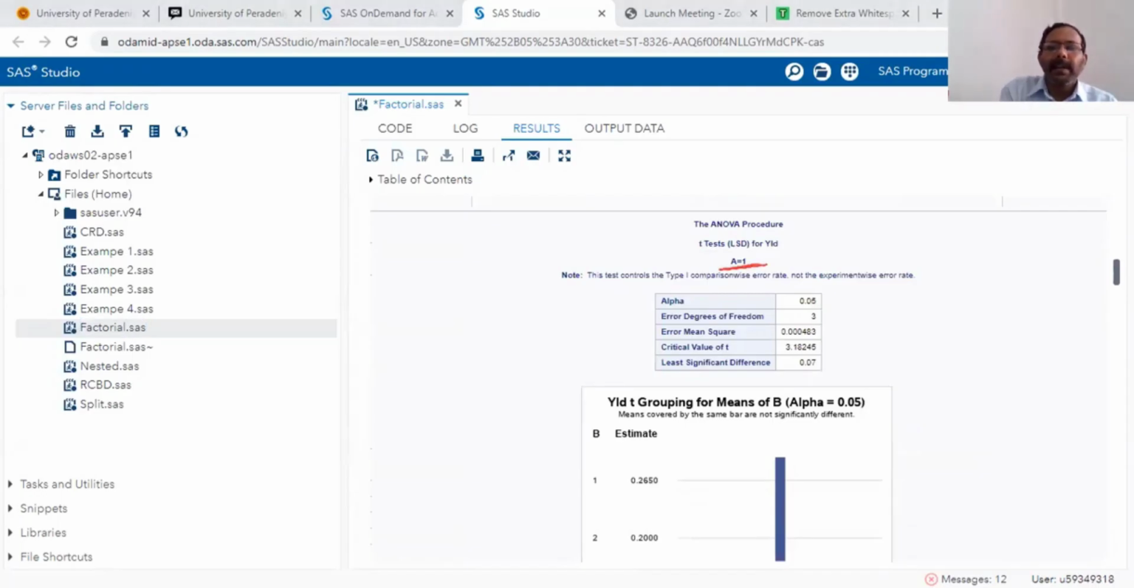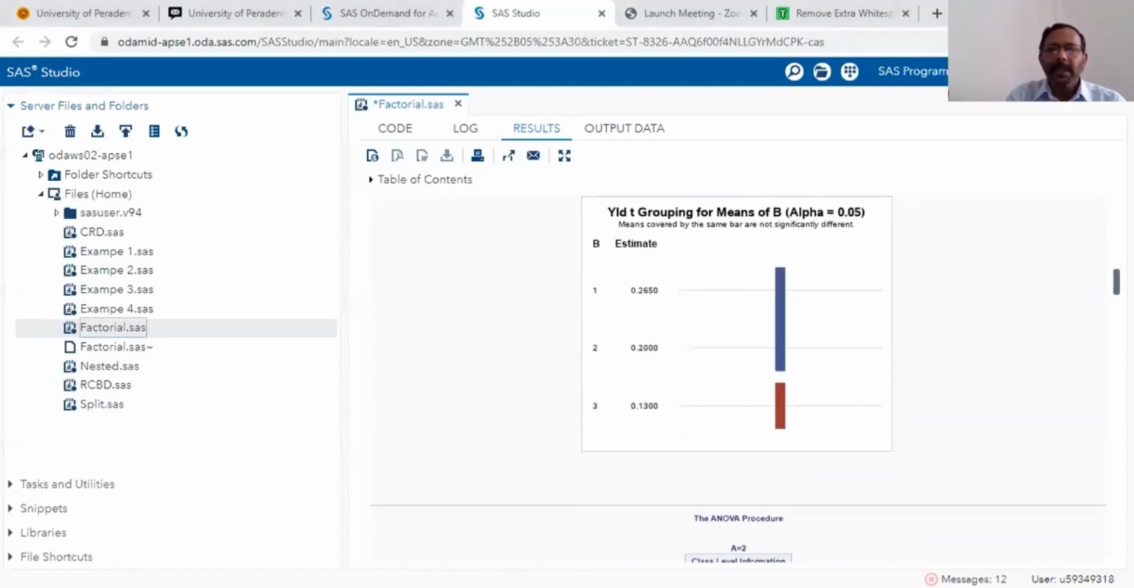A is equal to 1, right? So I am going to do the LSD, so we can see and interpret. Right, so this is up to the level, mean separation. Now tell me the story. Anyone?